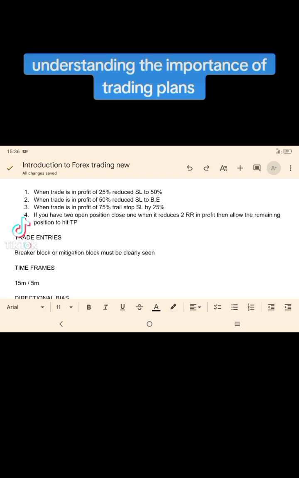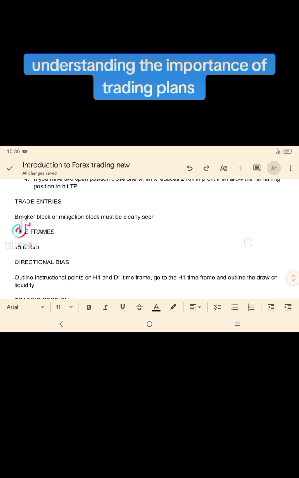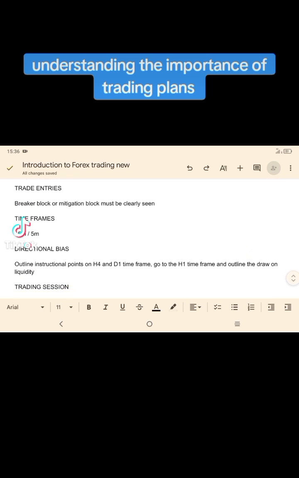We say trading entry, breaker block. All right, when we talk about trading entry, sorry for that, we talk about time frame, breaker block, directional bias, and the rest of them. Now we are talking about time frame. We have 15 minutes time frame, and we have 5 minutes time frame.